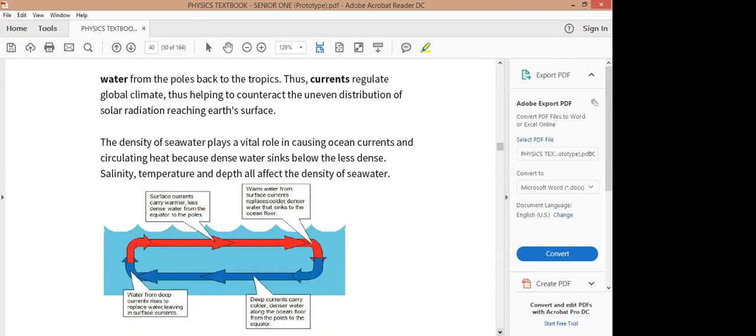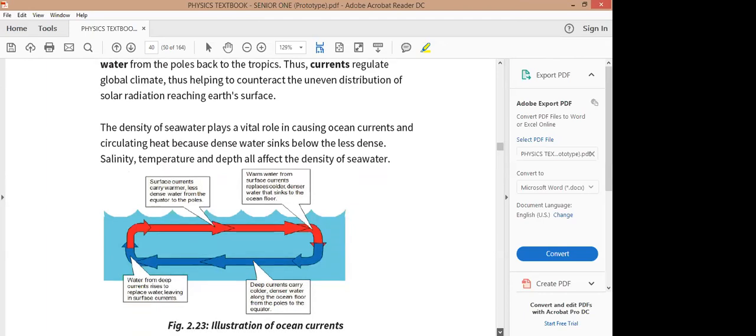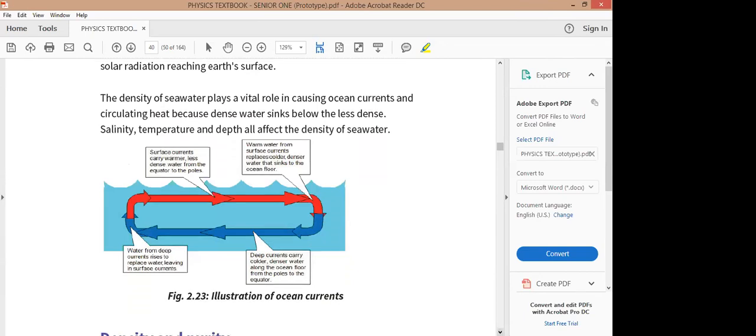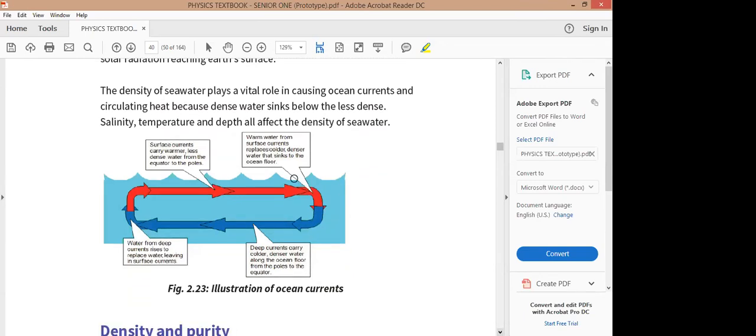The density of seawater plays a vital role in causing ocean currents, because dense water sinks below the less dense water. Salinity, temperature, and depth also affect the density of the sea water. So we have looked at those different factors that affect the density of sea water. They are basically salinity, temperature, and depth. Is that okay? Remember that as water becomes denser, it sinks to the bottom of the seabed, and as it becomes less dense, it moves to the top.